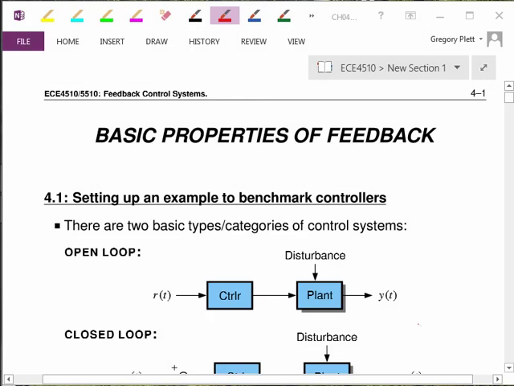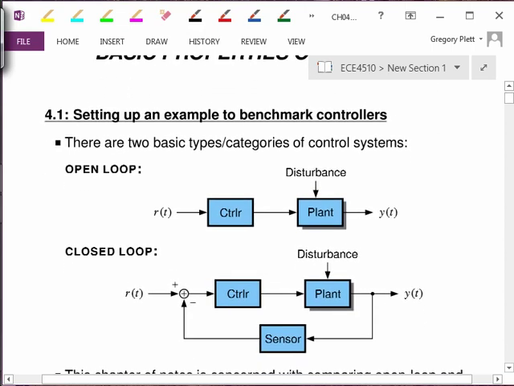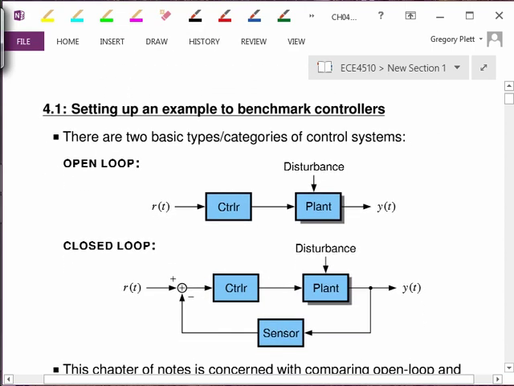We now start a new chapter of the material that aims to understand what are some of the benefits and properties and even the pitfalls of using feedback control versus perhaps open loop control or some other mechanism. To do so, first I want you to consider the diagrams that I have on this first page here that indicate the two basic types or categories of control systems that we encounter.